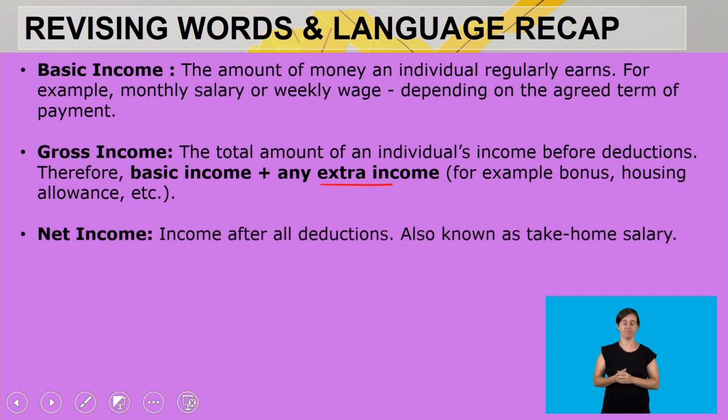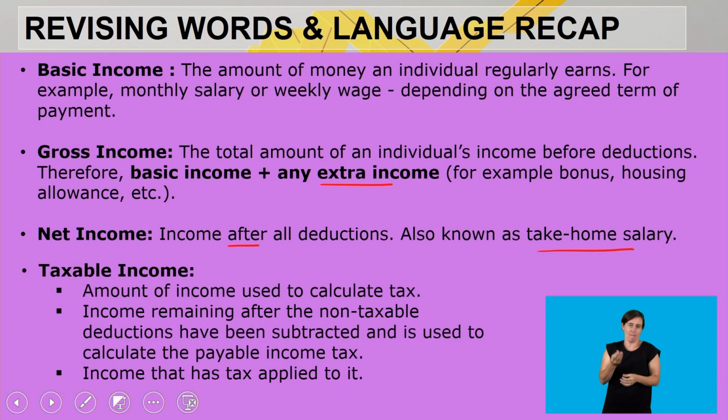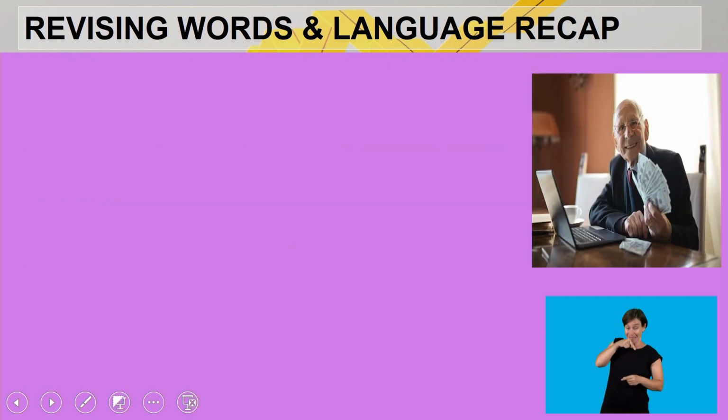Then we said that net income is income after all deductions, right? And it's also known as your take-home salary. We've spoken at length about taxable income, right? So that's the amount of income used to calculate tax. Income remaining after the non-taxable deductions have been subtracted and is used to calculate the payable income tax. Income that has tax applied to it. So that is your taxable income.